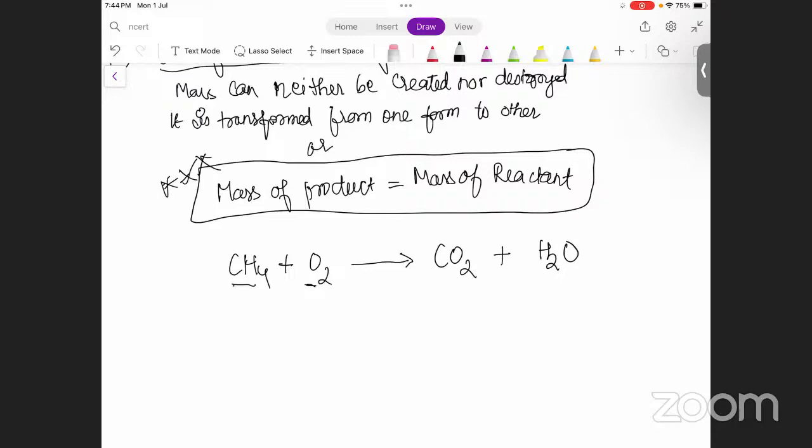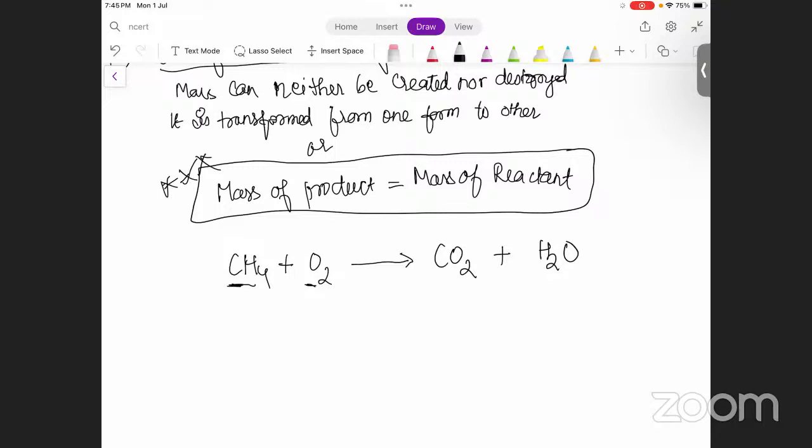So the first thing you should know is that the products will always be carbon dioxide and water. And the number of carbon dioxide molecules that will be produced in this reaction will be equal to the number of carbons present in this hydrocarbon. So quickly tell me, what is the number of carbons in this reaction?